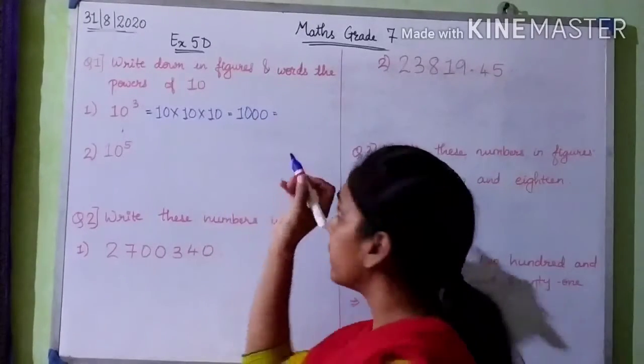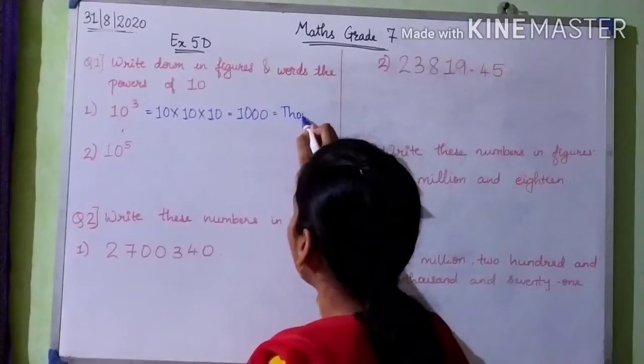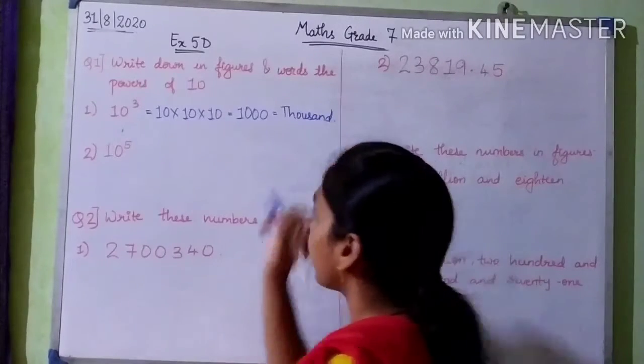Okay. So how is this read? The 1000 written is what we have written in figures. Now we have to write it in words. So we write it as 1000. Okay. Now the second one.